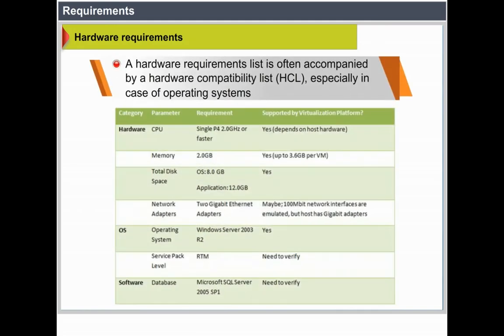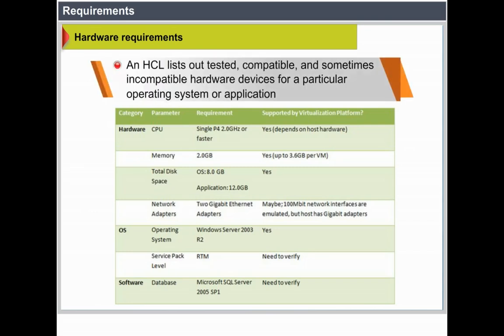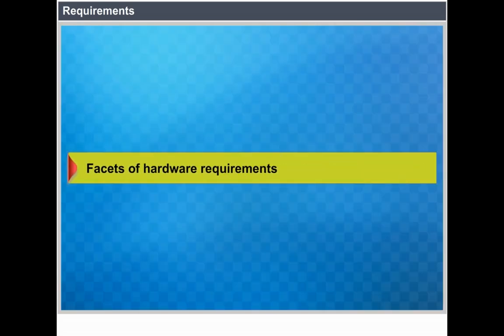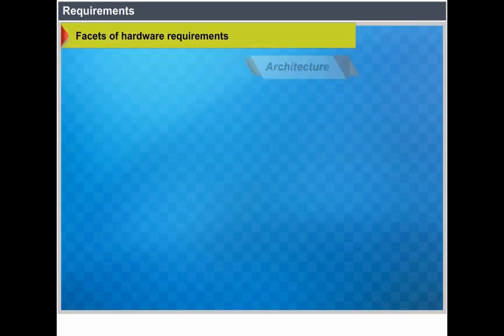A hardware requirements list is often accompanied by a hardware compatibility list (HCL), especially in the case of operating systems. An HCL lists tested, compatible and sometimes incompatible hardware devices for a particular operating system or application. Various aspects of hardware requirements.